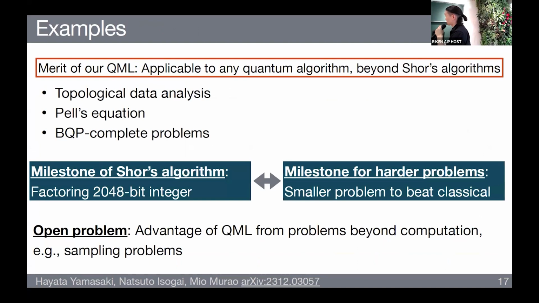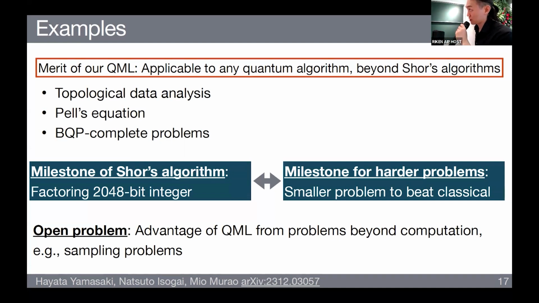So finally, what do we get from our method? What's an example of new learning tasks compared to the previous works? The merit of our quantum machine learning framework is that it is applicable to any quantum algorithm to compute quantumly advantageous functions, which can be beyond Shor's algorithm. It is well known that quantum computation can solve integer factoring and discrete log very fast by Shor's algorithm, but the application of quantum computation is not limited to factoring and discrete log.